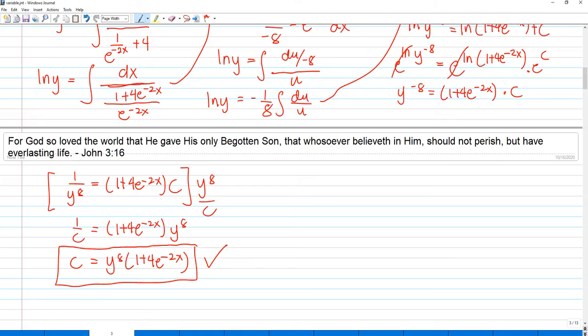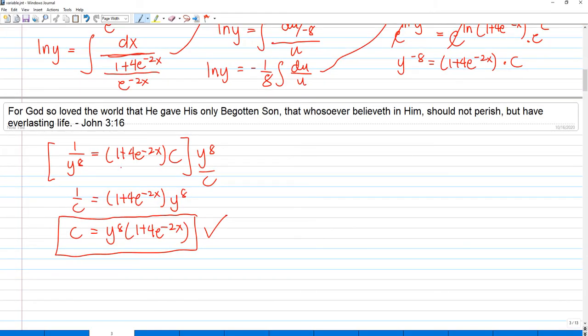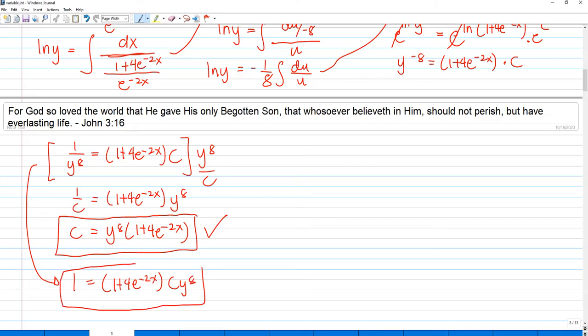Or the answer can also be cy raised to 8. So in other words, if we do this without dividing by c, we will be having 1 equals 1 plus 4e raised to negative 2x, c multiplied by y raised to 8. That could also be the answer. I just followed the book, simplified version. So whichever is the answer.